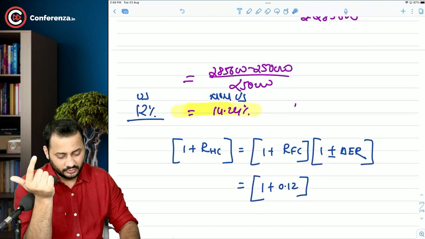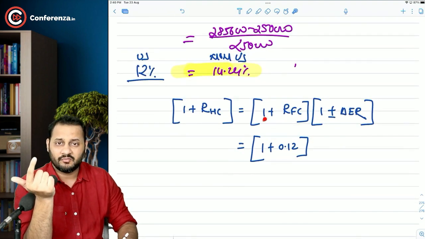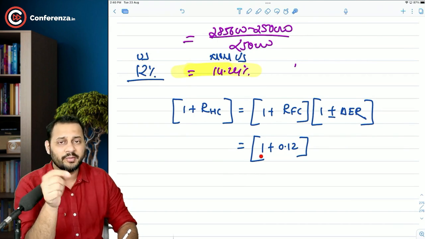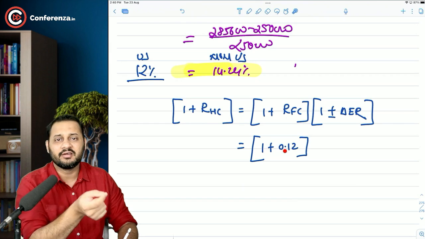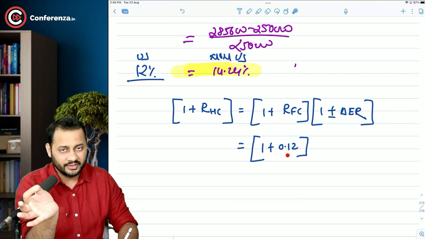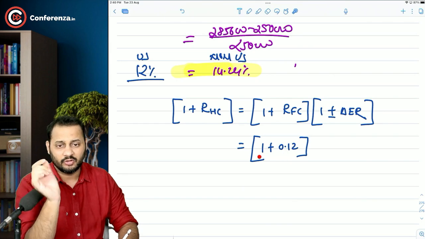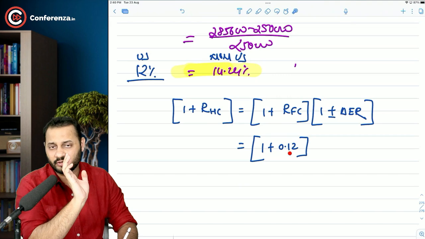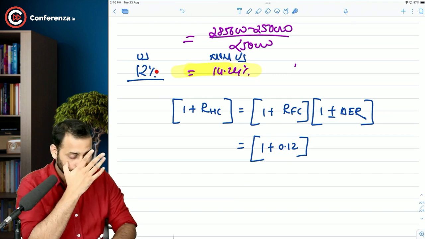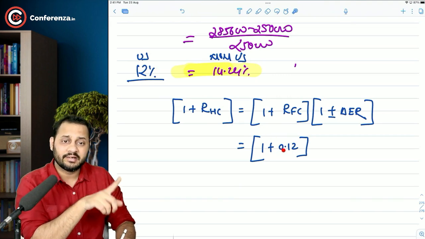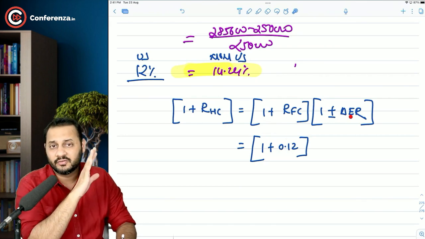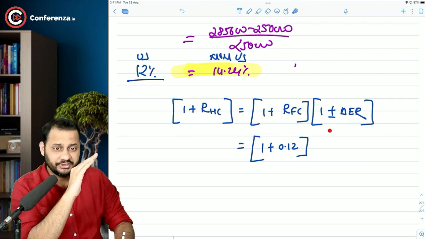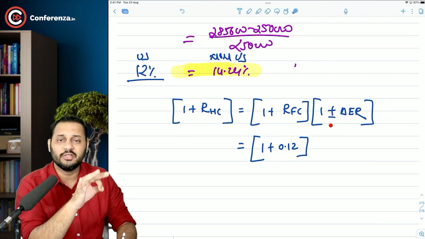Understand? So I am keeping 1 plus 0.12, and this 1 ensures that I am also impacting the principal value and the return value. The return in dollar is 0.12, the principal is 1. On every $1 I am earning $0.12 of return. That's what we have calculated. So on the principal and the return, both, I am going to put the impact of the exchange rate. And what is this plus minus? If that foreign currency is appreciating, I will use plus, otherwise I will use minus.